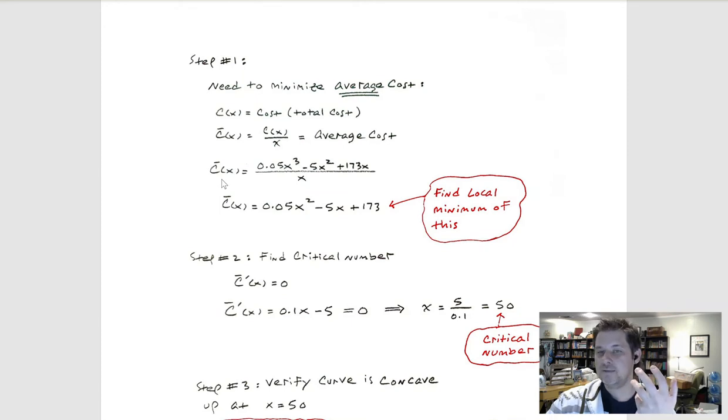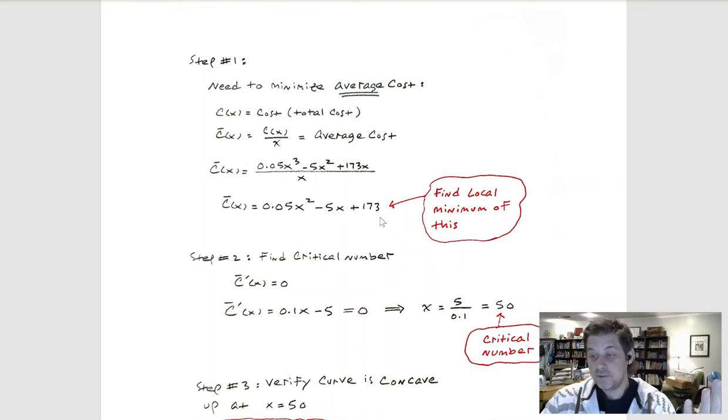So in my case, c of x is 0.05x to the third power minus 5x squared plus 173x. I divide that by x. That will be my average cost. Now this formula simplifies if I divide each term by x. x to the third over x cancels to x squared, 5x squared over x cancels to 5x, and 173x over x cancels to 173. That's my average cost function. That's what I want to find the local minimum point of.